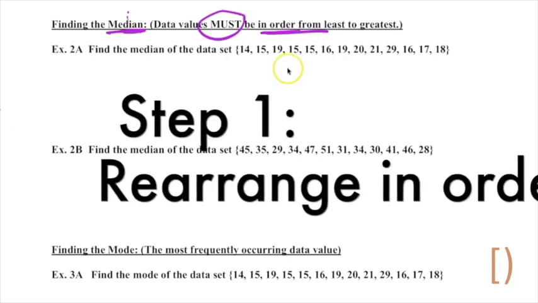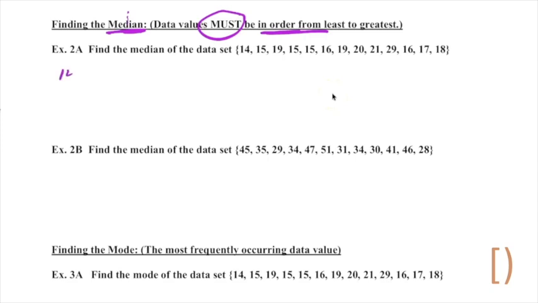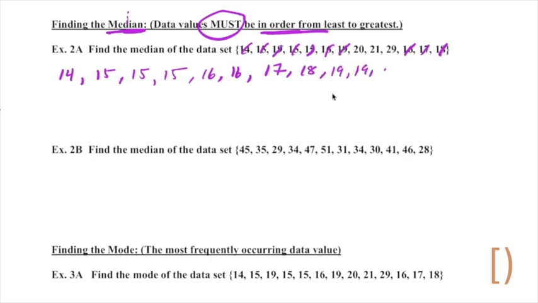So step 1 is to rearrange it. The lowest one we have here is 14. Let's give myself some space. 14 is our first one. Then we have 15, and then we have 15, and we have 15. Next we have 16, and there's another 16. And then there's a 17, and there's an 18. And I see a 19 there and a 19 there. And then finally we have 20, 21, and 29. That's step 1. You do have to put it in order first.